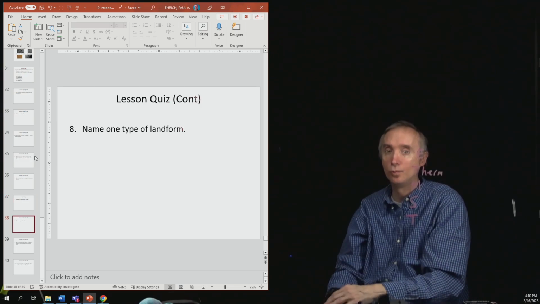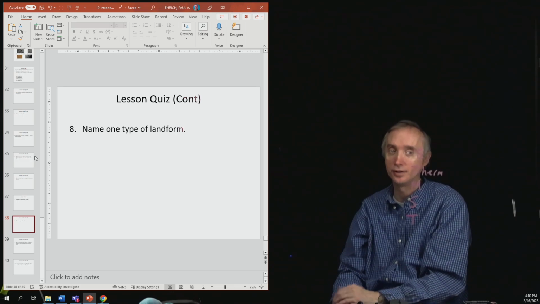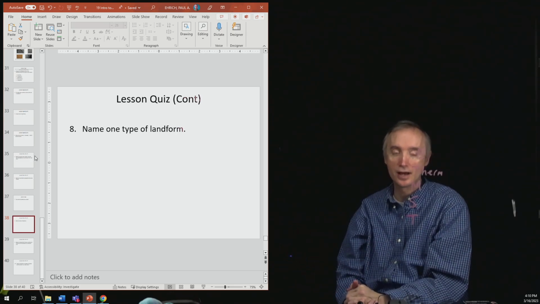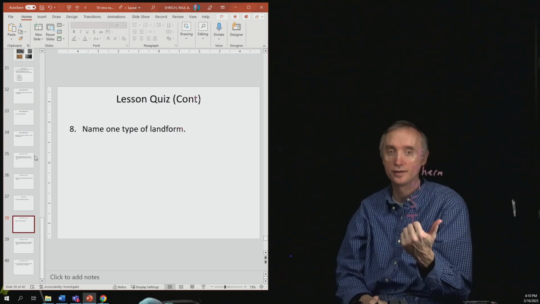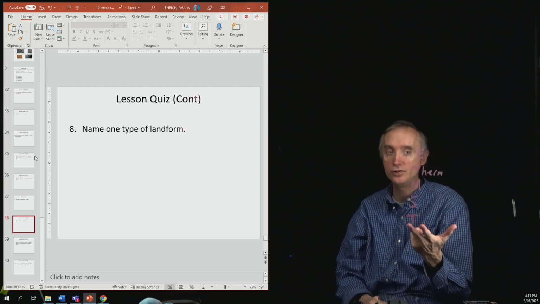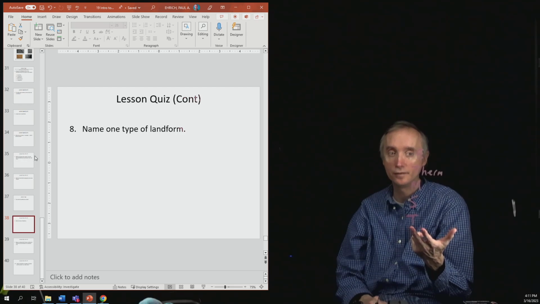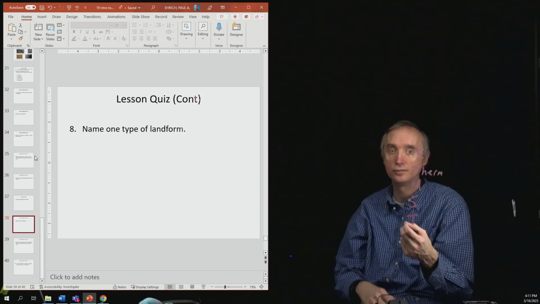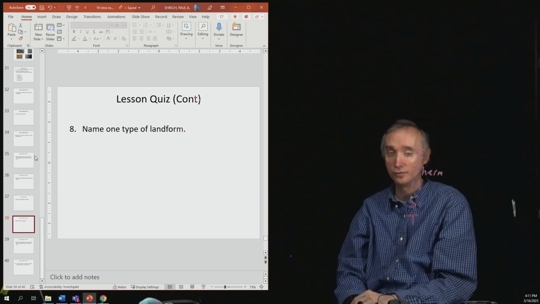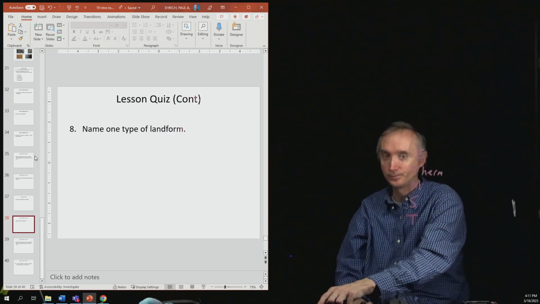Number 8, name one type of landform. Well, okay, so you got rivers, a sand dune would be a landform, beaches would be another one, coastal cliffs, glacial valleys. So all of these are different kinds of landforms that are created.